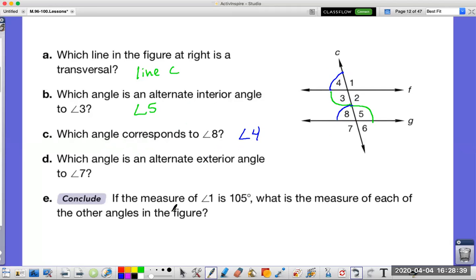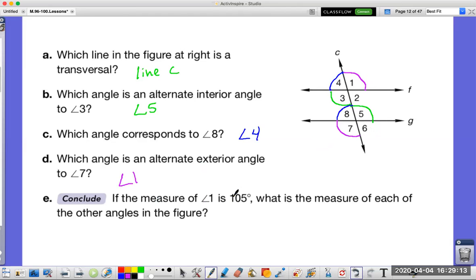Which angle is the alternate exterior angle to angle 7? So if I'm looking at angle 7, which angle is the alternate? That means it jumps over the transversal, and it's external, or an exterior angle. Should be angle 1. If you were looking at angle 6, you can see that angle 6 is an acute angle and angle 7 is an obtuse angle. So it has to be angle 1.